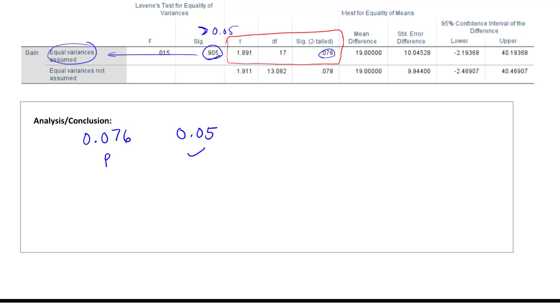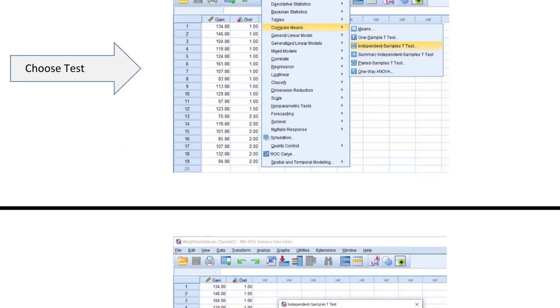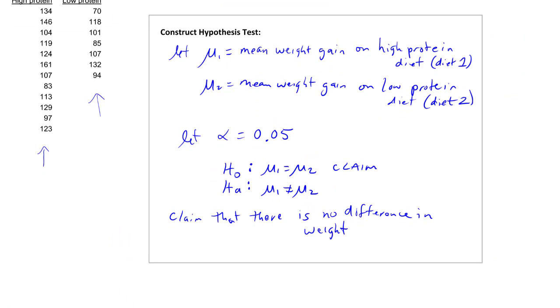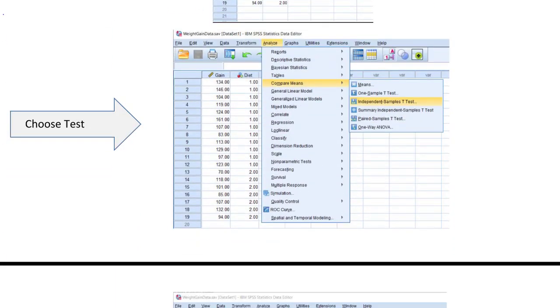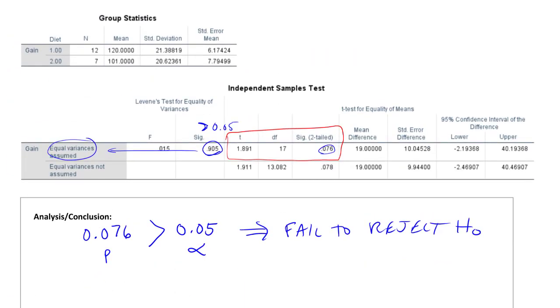We set alpha to be 0.05. The 0.076 is greater than 0.05. So we fail to reject h0. And again, let's go back. Here was our hypothesis test with the claim in the null hypothesis, meaning we're in rejection mode. And we did not get the data to reject h0.